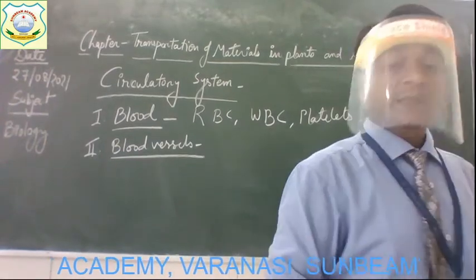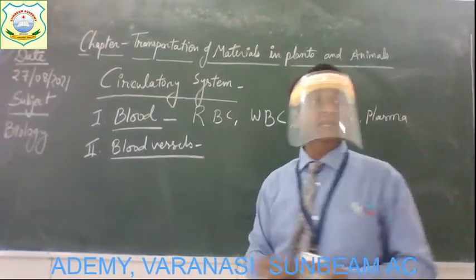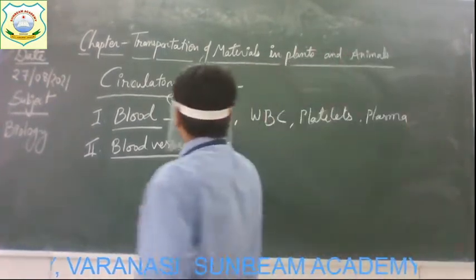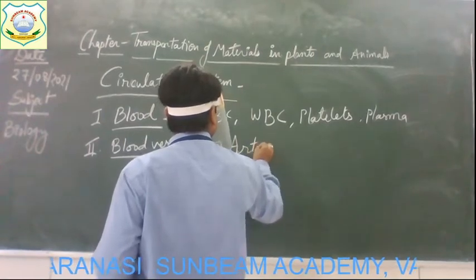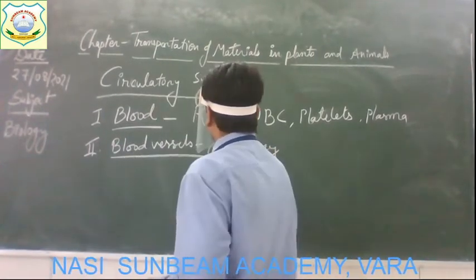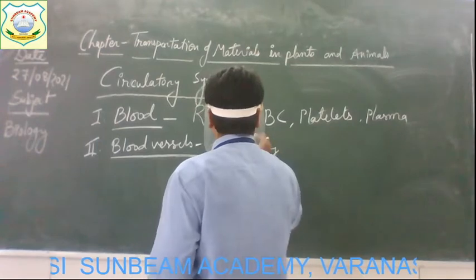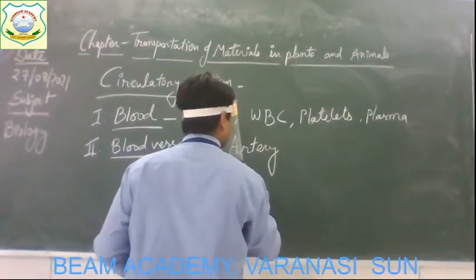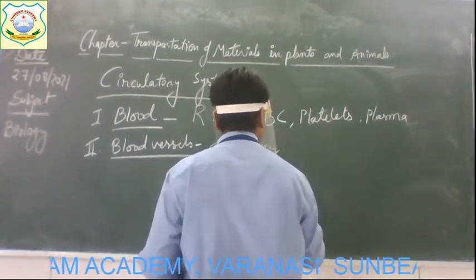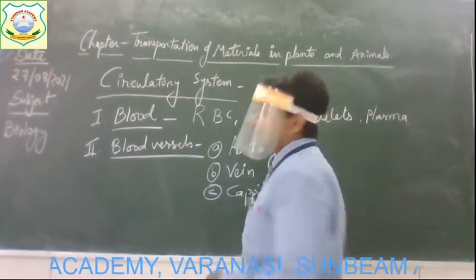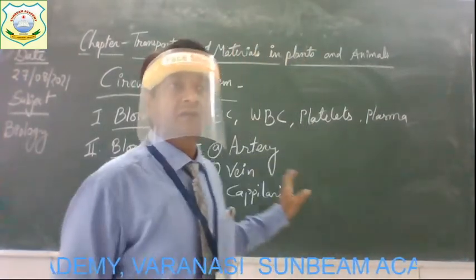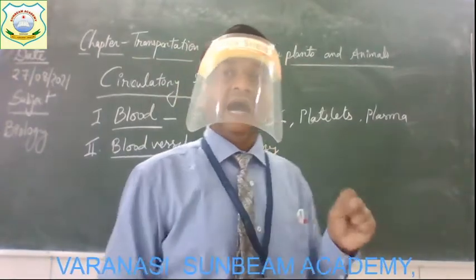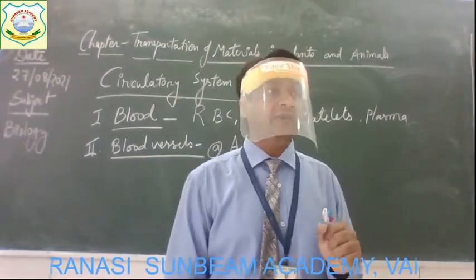Such a network of fine tubes, fine pipe-like structures in the body, is known together as blood vessels. Clear? The blood vessels are of mainly three kinds. Alright. The first one is artery. Second one, vein. And the third one is capillaries. Clear? So three kinds of blood vessels are found in our body: artery, veins and capillaries.